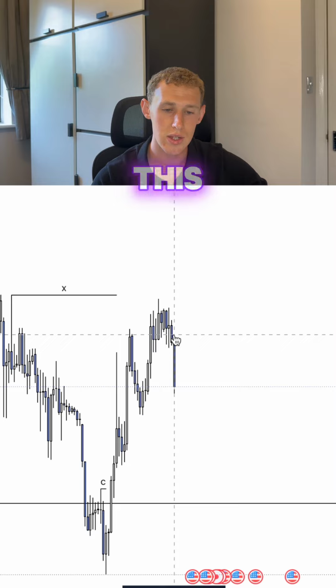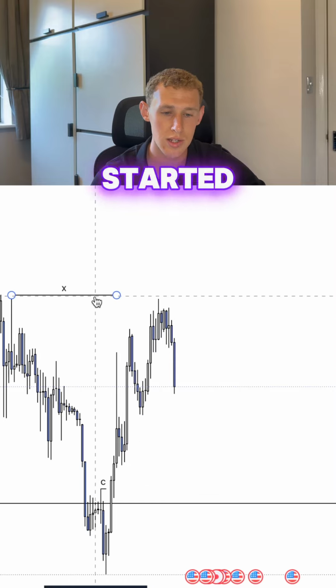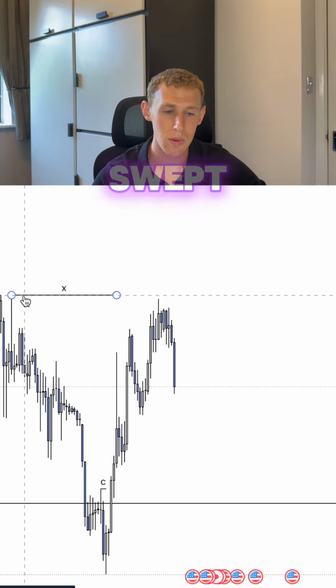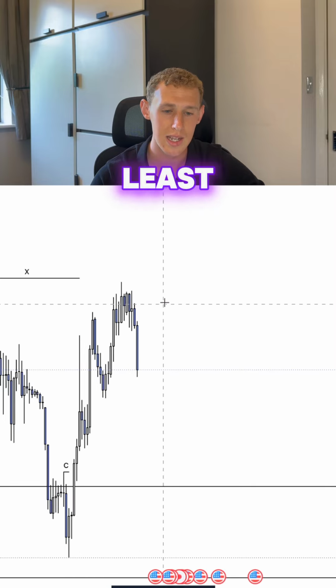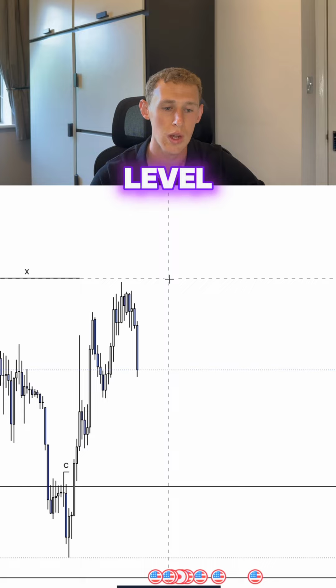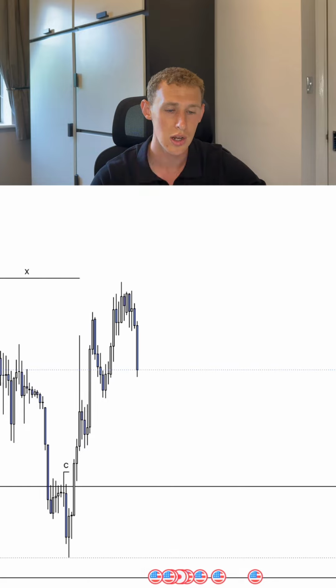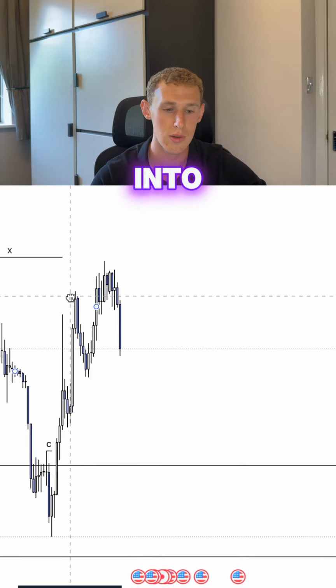Also, heading into this week, what we can see is that price started to retrace before having swept these highs to the left. So the likelihood here was that price would at least continue up into this level, which sort of started to make me look for some buying opportunities up into this level.